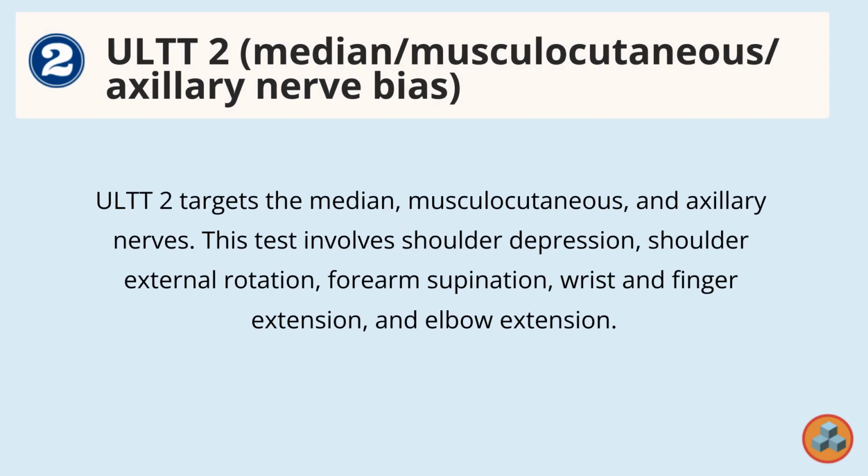Option 2, ULTT2, median musculocutaneous axillary nerve bias. Upper limb tension test 2 targets the median, musculocutaneous, and axillary nerves. This test involves shoulder depression, shoulder external rotation, forearm supination, wrist and finger extension, and elbow extension. Again, this test requires elbow extension rather than flexion. With the patient's available range of 0 to 95 degrees, full elbow extension is possible, allowing for proper test performance. This test should be fine to perform.